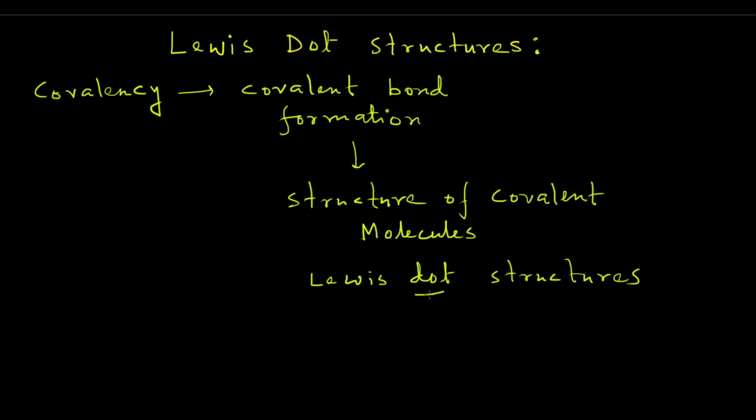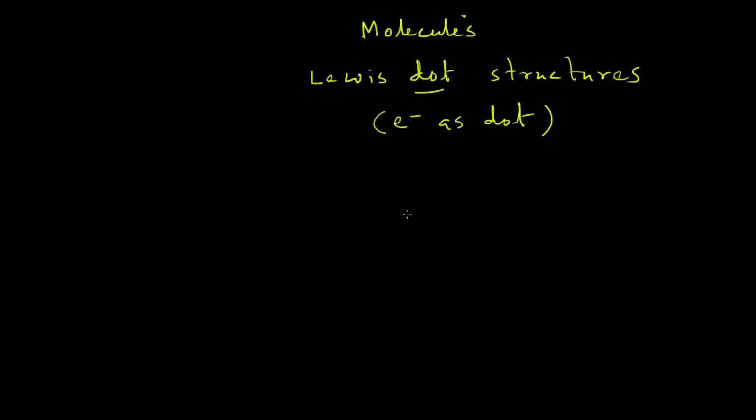The term dot is due to the designation of the electrons by simply a dot, and that's why the term dot appears in the Lewis dot structures. So electrons are represented as dots in Lewis structures. Let us consider an example of methane molecule formation, which is obviously a covalent molecule, and then we will discuss all the aspects of drawing a Lewis dot structure of a covalent molecule.